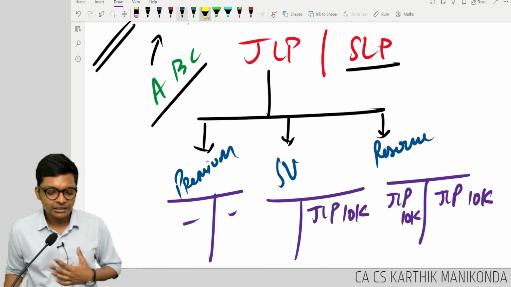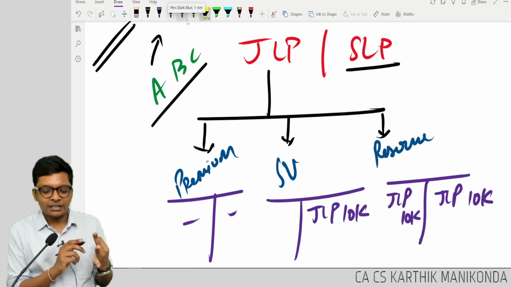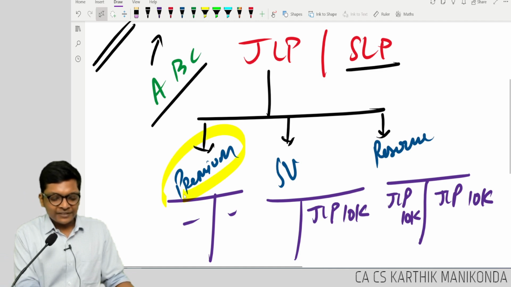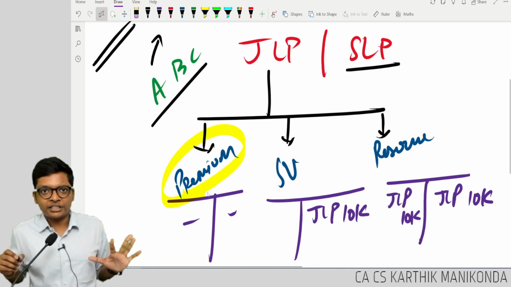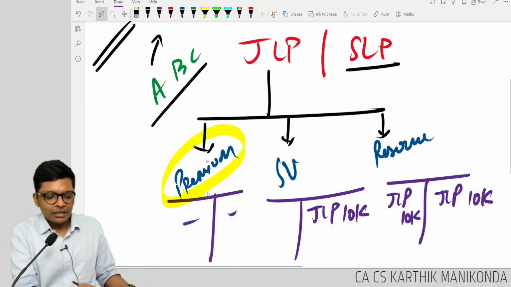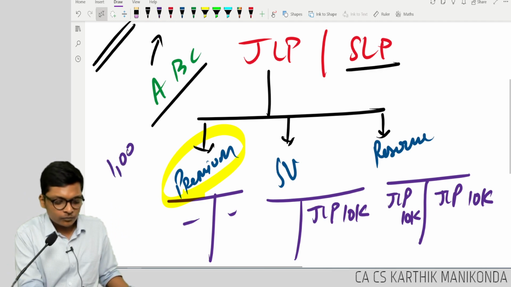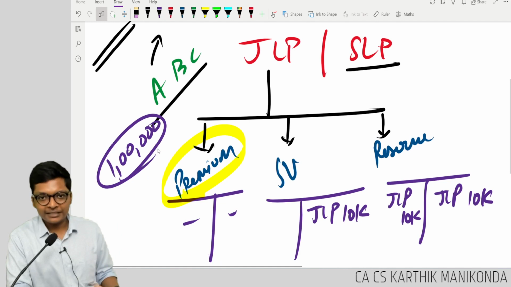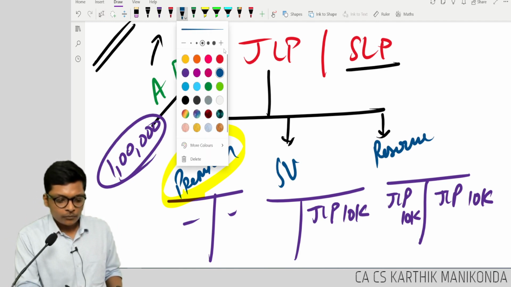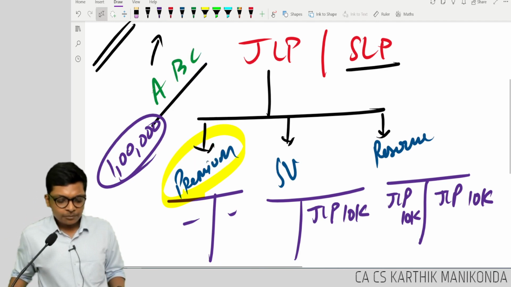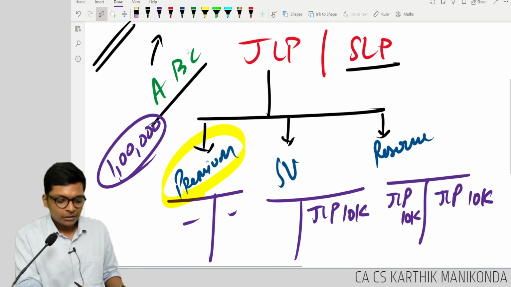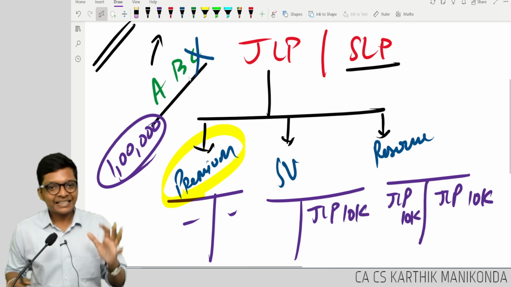So let me summarize. JLP three methods: premium method, surrender value and reserve method. Premium method is very simple. Nothing in my balance sheet. I am paying premium. In all the cases, let's say we get 1 lakh as my premium. Are you following, guys? Okay. Now, in this method, whom do you want to kill now this time? C only again. Let's say C dies.